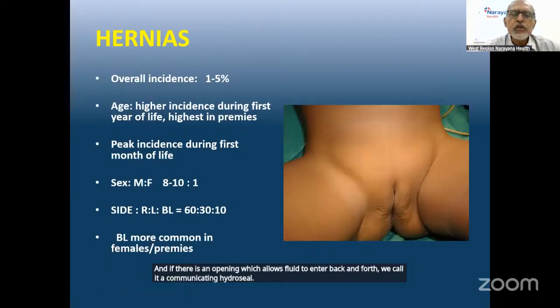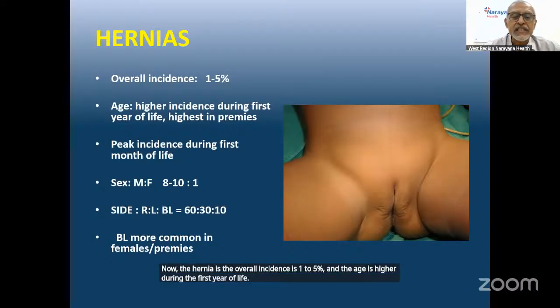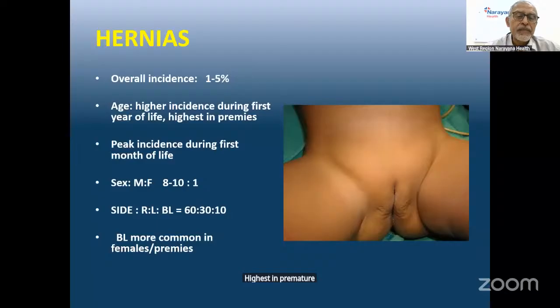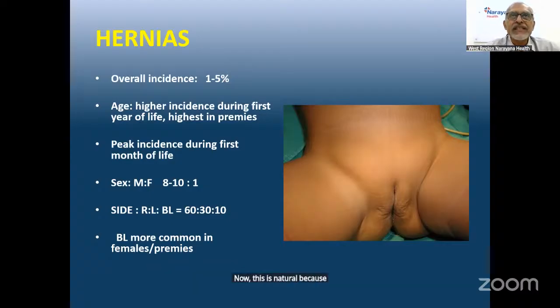Now, the hernias, the overall incidence is 1 to 5%, and the age is higher during the first year of life, highest in premature patients. The peak incidence is in the first month of life, and the male to female ratio is 8 to 10 is to 1. Now, this is natural because in the male, the testes descends down, and so the chances of having a processus vaginalis, which is patent, are much higher. It is more common bilaterally in females and also in premature patients.